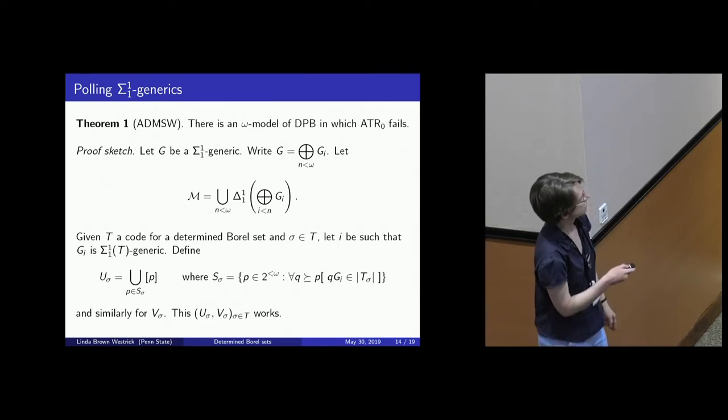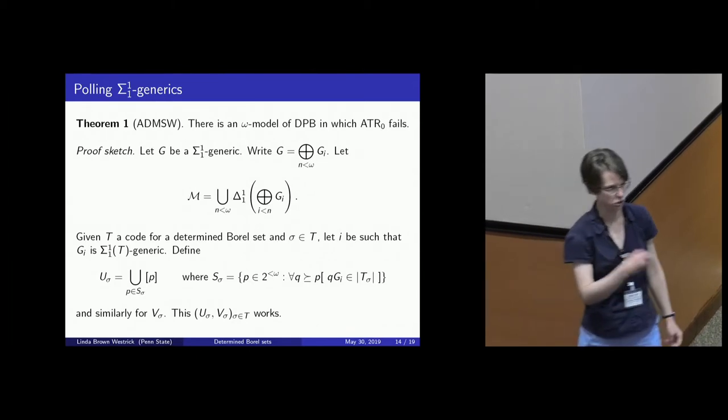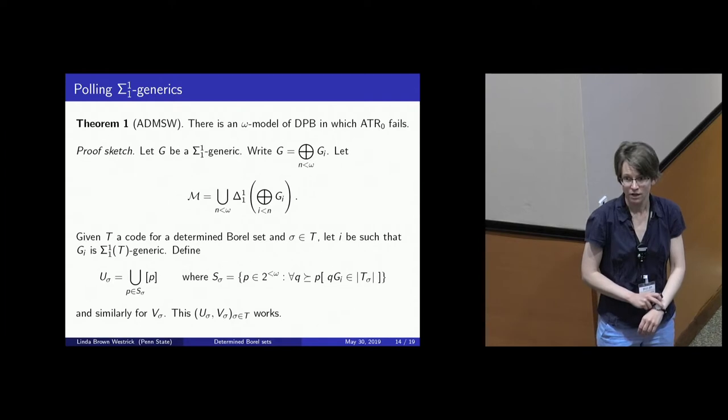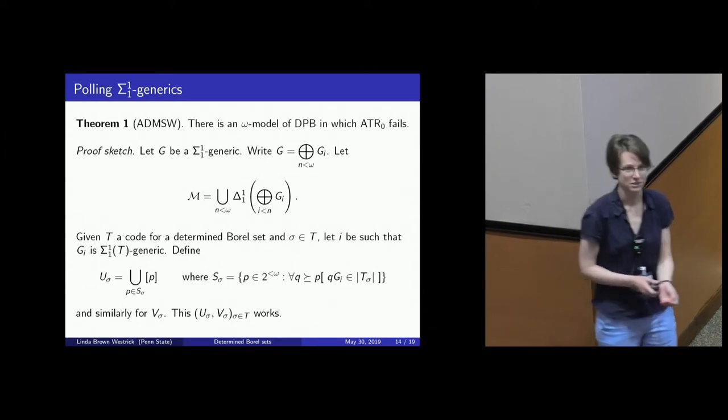Okay, so you pull the generics, you get this extended object, which was the result of the generics voting on where to go, and it turns out that this extended object works. Now, I'm hiding a lot of details here.